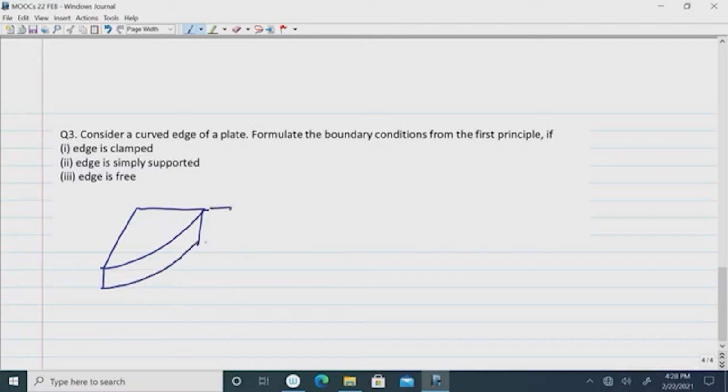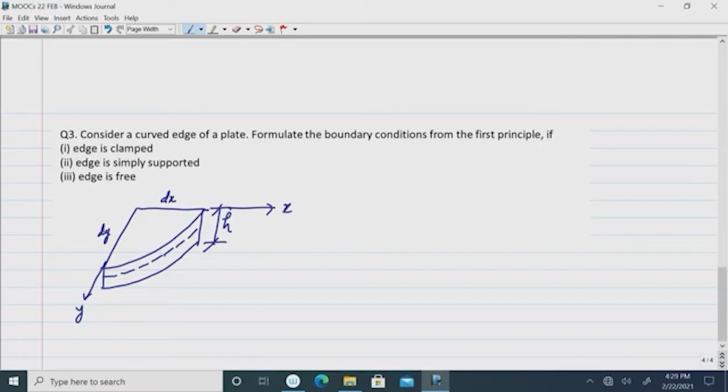Thickness of the plate is h, as usual. This is the middle plane, and say, for example, this is the x axis and this is your y axis. Now, this length is taken as elemental length dx and dy. This length is the arc length.